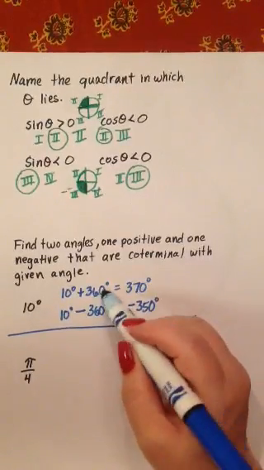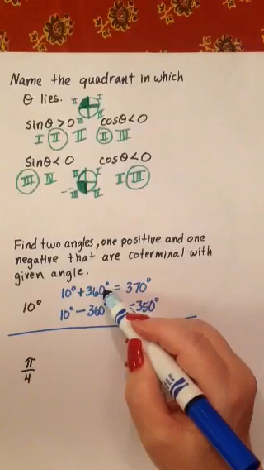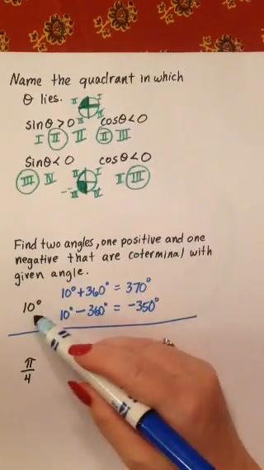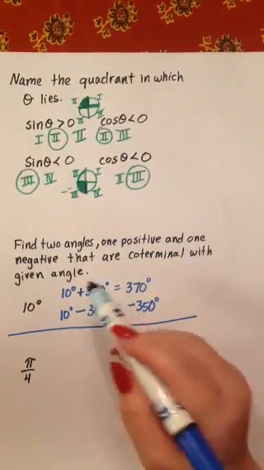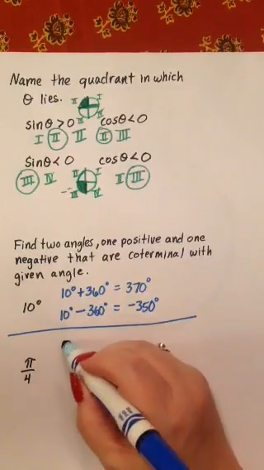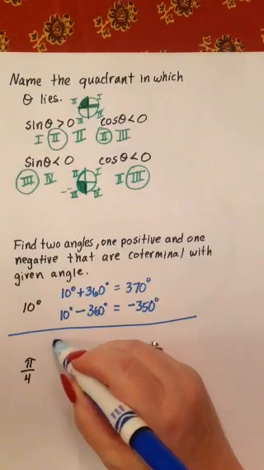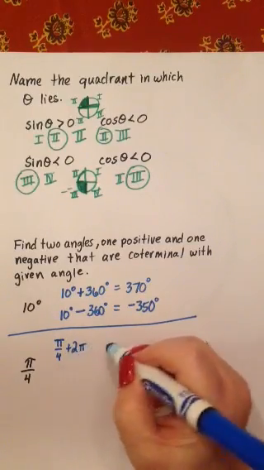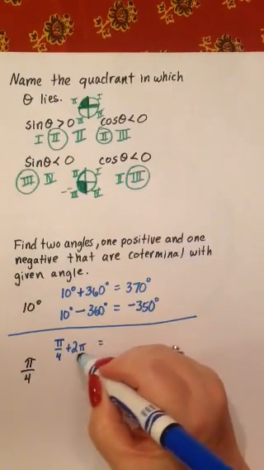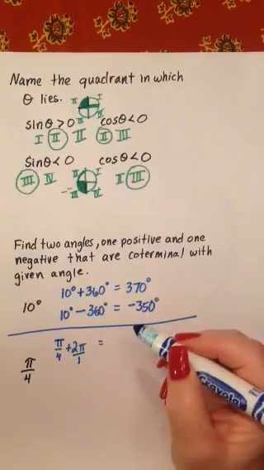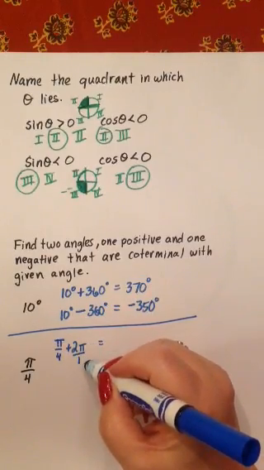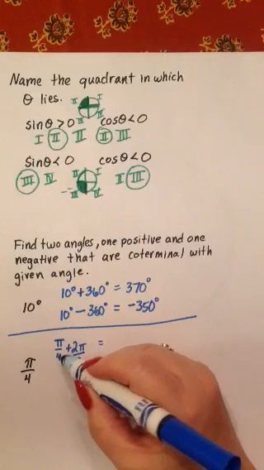Okay. Now we have the radians. Now if you're in degrees, one rotation of the circle is 360. So that's why we added and subtracted 360 to get our coterminal angles. For pi over 4, you're going to have to add 2 pi. So I go pi over 4 plus 2 pi. But if you recall, when you're adding fractions, you have to have a common denominator. And 2 pi, I could call 2 pi over 1. That makes it a fraction, but it doesn't have a denominator of 4.